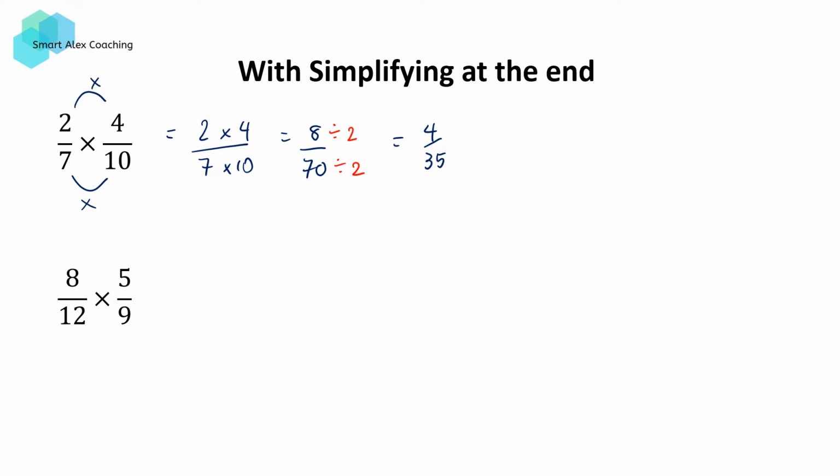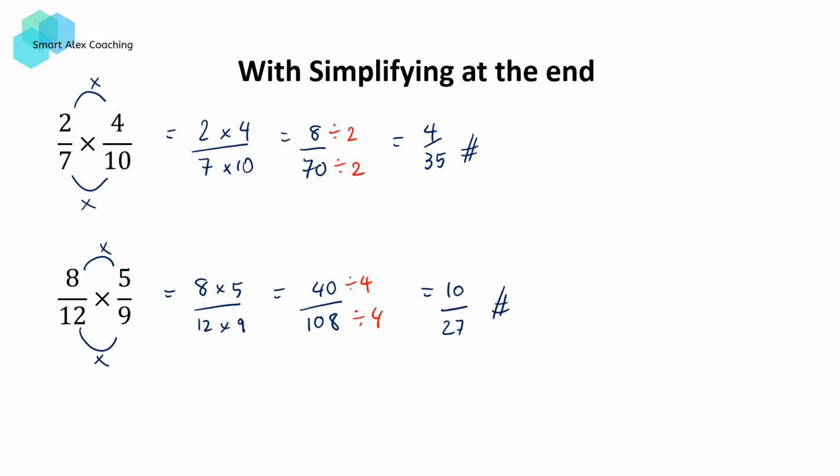4 over 35. Same thing for 8/12 times 5/9. We multiply the top, we multiply the bottom. This is going to give us 8 times 5 over 12 times 9, which is equivalent to 40 over 108. And to simplify this fraction, we divide by a common factor, which is 4, and this is going to give us 10 on the top and 27 on the bottom. What's different about these two examples compared to the first one is that after we carry out the algorithm of multiplying the two fractions together, we end up having to simplify the answer by dividing the top and the bottom by a common factor.